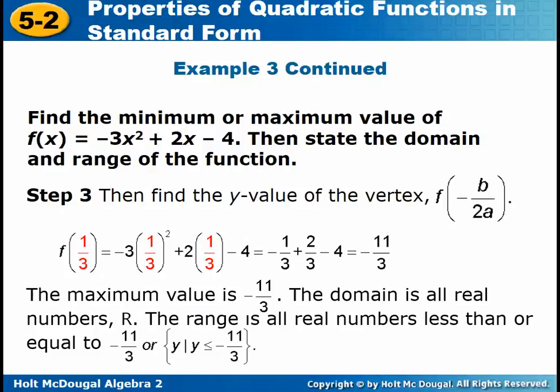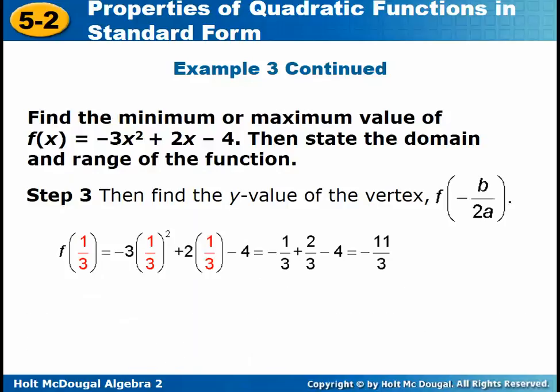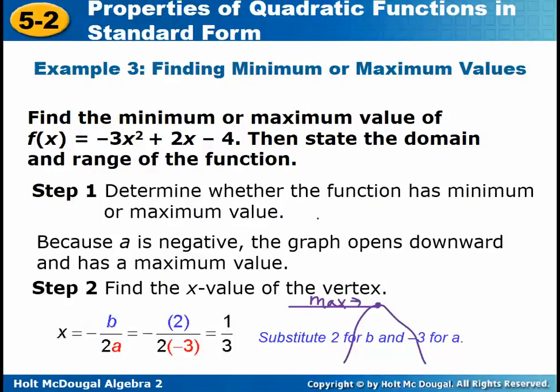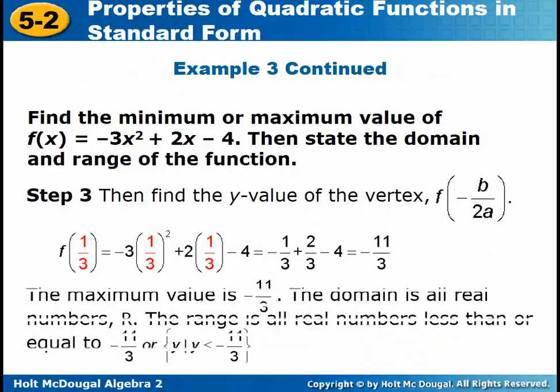The domain is all real numbers, just like it is for all of our quadratic functions. The range is going to be all the numbers less than or equal. Look at our graph again. It's going to be y less than or equal to the maximum value, which was negative 11/3.